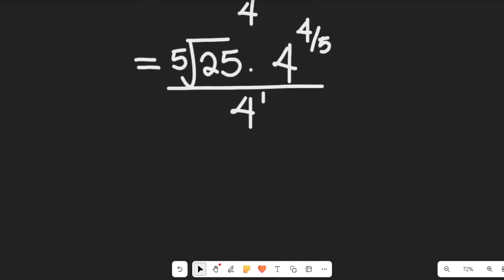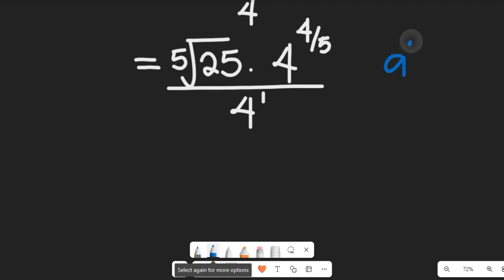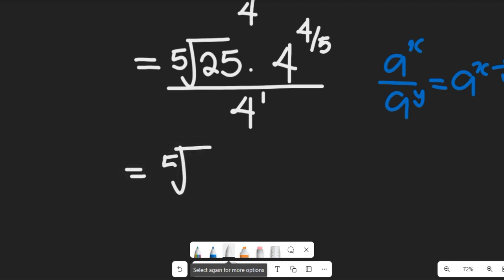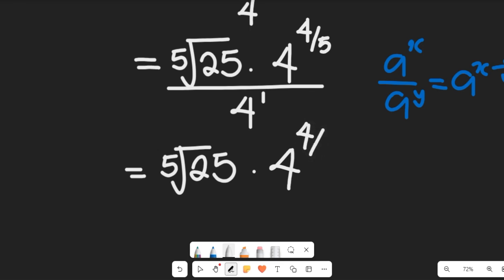Now I want to simplify that because they have the same base. Now if I simplify that according to the law of indices, remember, if you have a to the power of x divided by a to the power of y, this can simply give us a to the power of x minus y, right? That's the division law of indices. So we can use that to simplify that expression as the fifth root of 25 multiplied by 4 to the power of 4 divided by 5 minus 1.